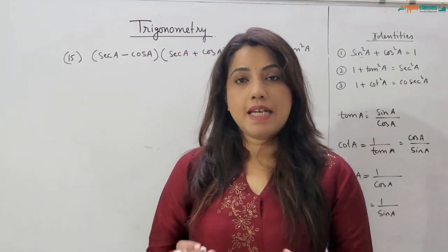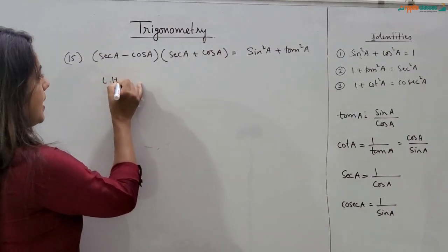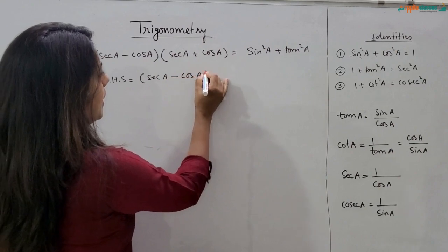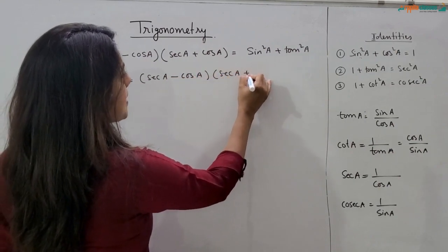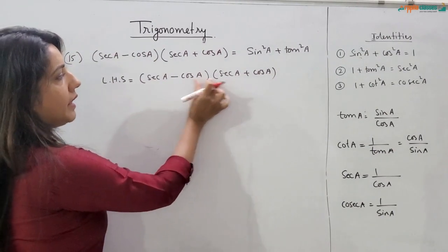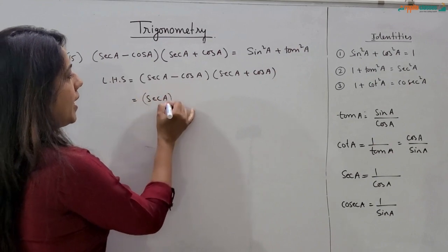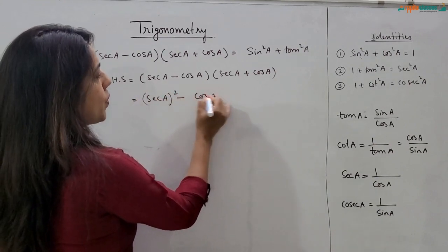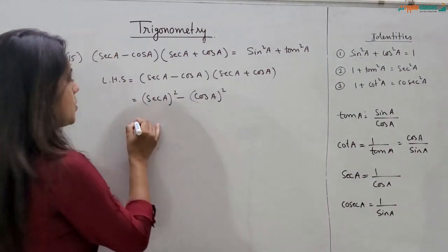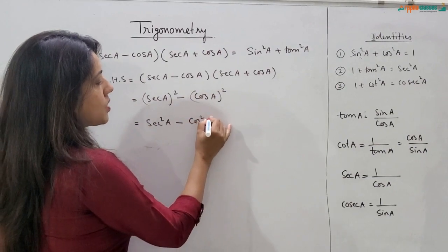The 15th question is exactly same like the 14th one. Let us take the left hand side. Here we can see it is sec A minus cos A into sec A plus cos A, which is in the form of a minus b into a plus b. So we can write it as a square minus b square. We all know that a plus b into a minus b is a square minus b square. So sec A square can be written as sec square A minus cos A square is cos square A.